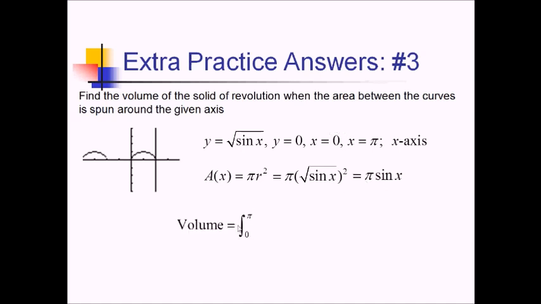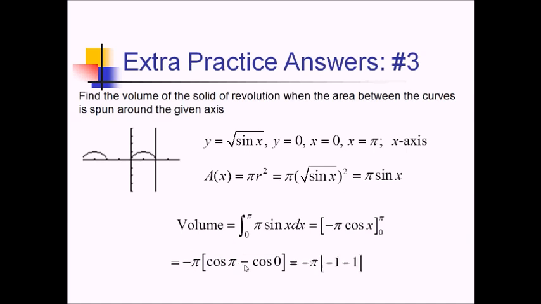So my volume is the integral from 0 to pi of pi times sine of x dx. Antiderivative of this is going to be negative pi times cosine of x, and we're doing that from 0 to pi. I'm going to yank this negative pi out of here. So inside now I just have cosine of pi minus cosine of 0. Cosine of pi is negative 1, and we're subtracting the cosine of 0. Cosine of 0 is 1, but we're subtracting it. So this is negative pi times negative 1 minus 1. Negative pi times negative 2 comes out to 2 pi.